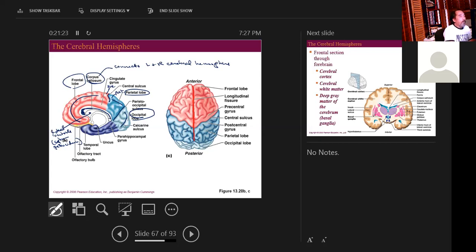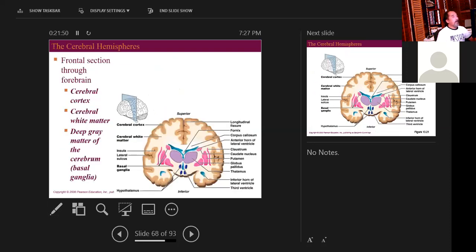Then the gyrus on top of that we call the cingulate gyrus. And the gyrus below all of this is called the parahippocampal gyrus. And this one that curves in is called the uncus, okay? Which is located on the inner side of the temporal lobe. Okay, that's actually where it is.